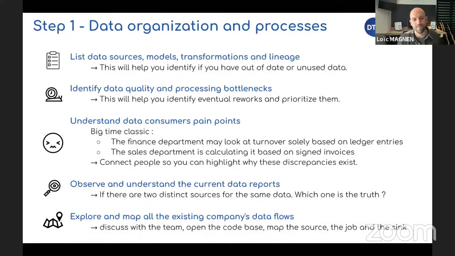And then once you have all of that information, it's ready to explore and map all the ETL processes you have in place. Like, discuss with the team, open the code base, check the source, the sync, the transformation script, whatever it can be. Just map everything.